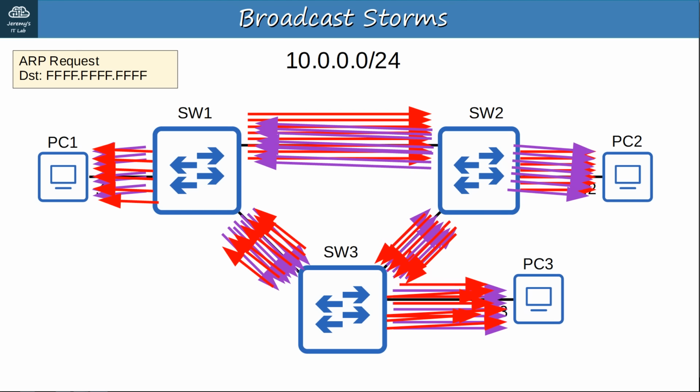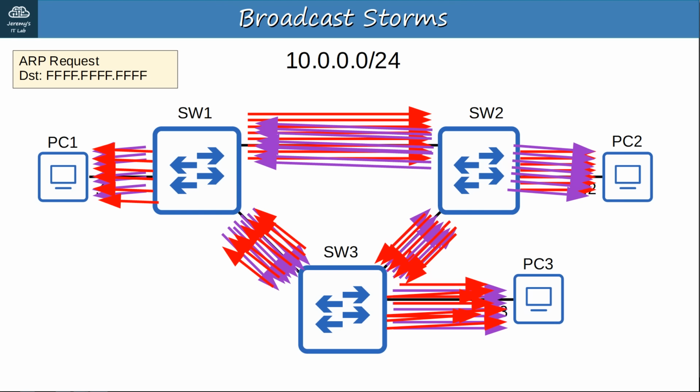Eventually, your network will look like this, so full of looping broadcast frames that no regular traffic can pass through your network. The red arrows represent the clockwise loop between the 3 switches, and the purple arrows the counterclockwise loop.